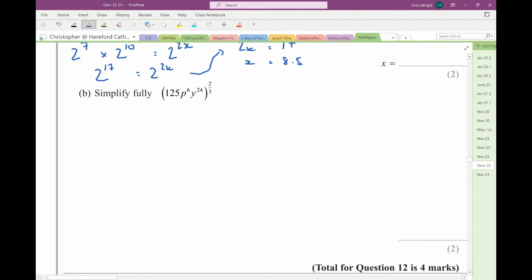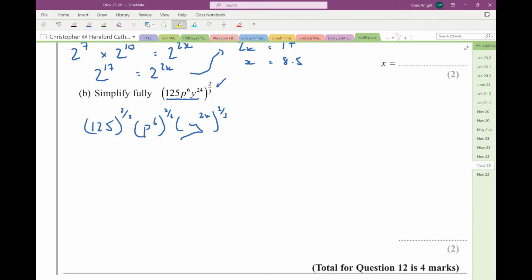Simplify fully. So this is something to the power of 2/3. So it's going to be each of those written to the power of 2/3: y to the power of 24 to the power of 2/3. Now I can use my calculator to work out 125 to the power of 2/3, or you can know it's a cube root squared. So that's going to be 25.